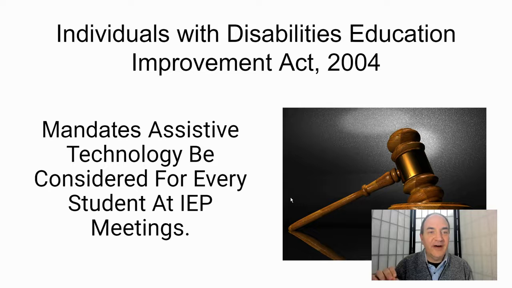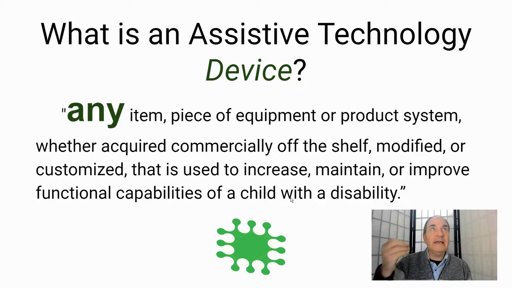Assistive technology is defined in the Individuals with Disabilities Education Improvement Act of 2004. And that's where it mandates that assistive technology be considered at every IEP meeting. This is why you find that one line item on the considerations page talking about assistive technology. But what is it exactly? What's the definition? Well, there's two parts, the device and the service.